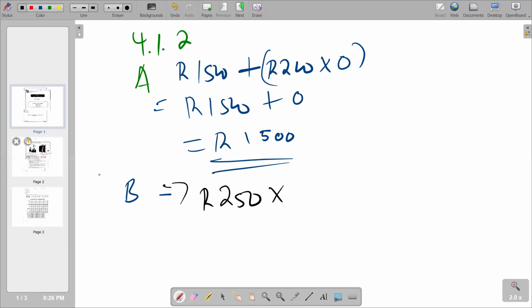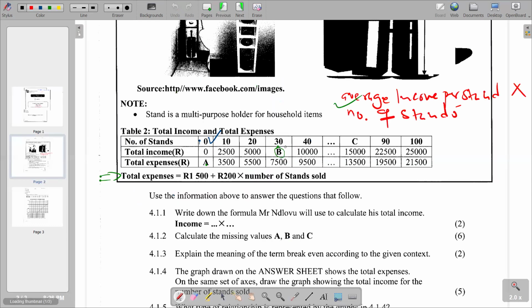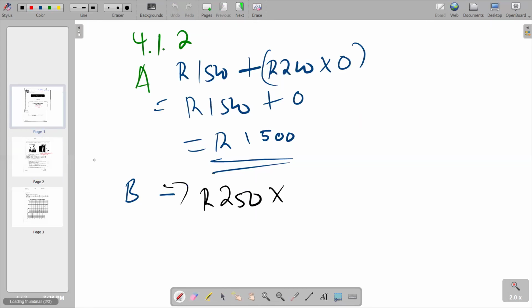Then we try to go back to B. We have got the 30 stands. So we are going to just replace by 30. So we multiply by 30. So basically, that's what we have on the calculation of B. So we're saying 250 times 30, and the answer that you are going to get there is 7,500. So we have 7,500 rands. So this becomes your final answer.